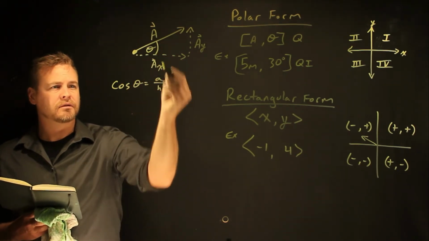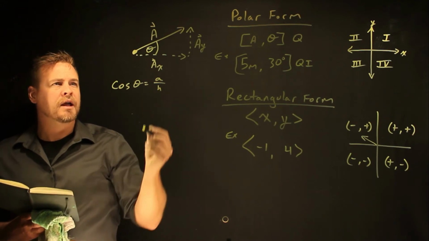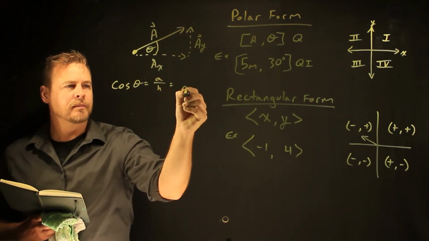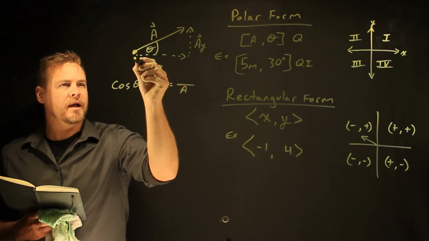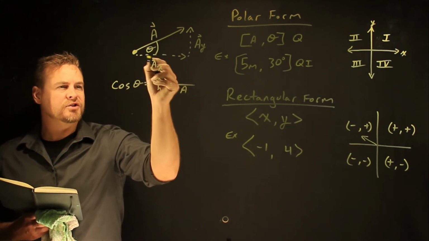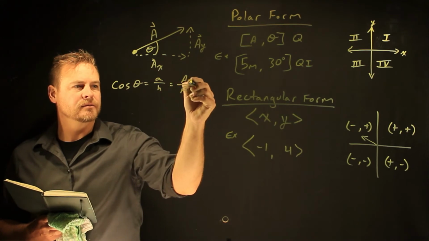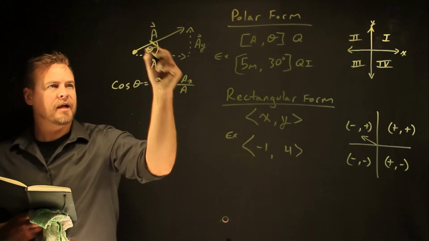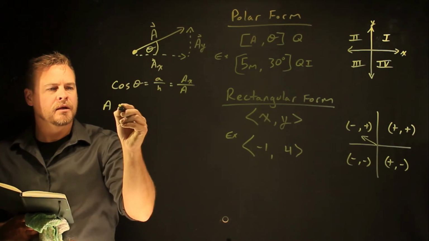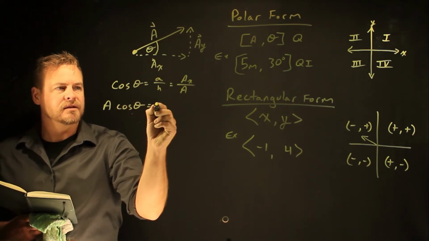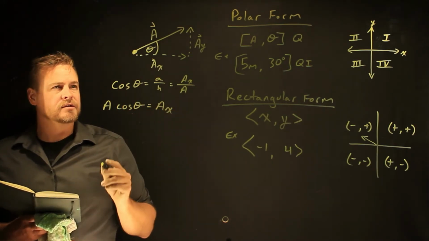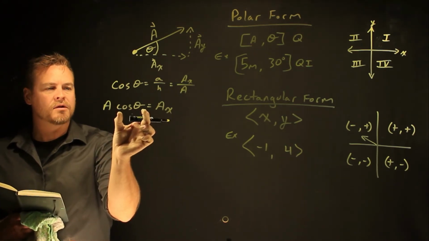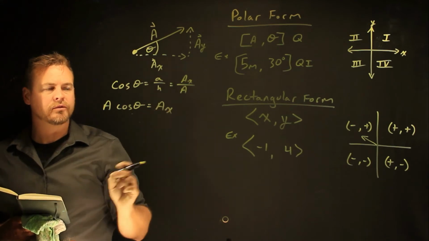In this, how it's written here, my hypotenuse is actually A, and my x component here, my adjacent value, is actually A sub x. And so I can rewrite this in terms of the values that I'm using in this vector as A cosine theta is equal to A sub x. And so it's the magnitude of the vector times the cosine of the angle that is equal to the x piece.